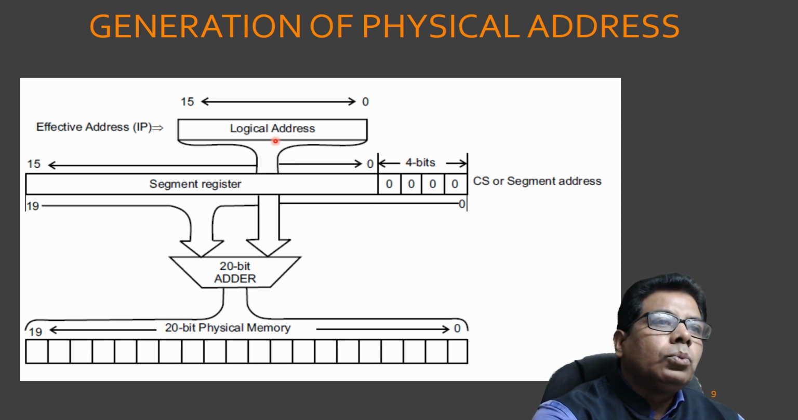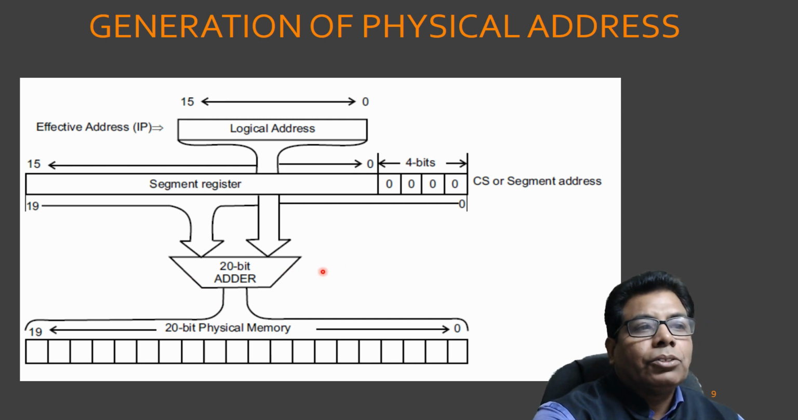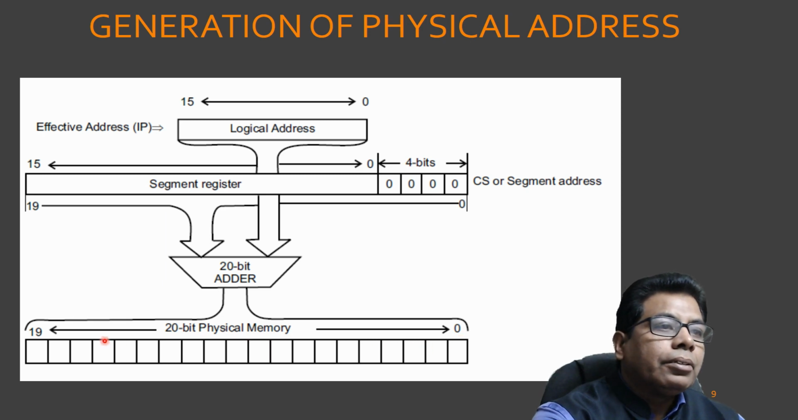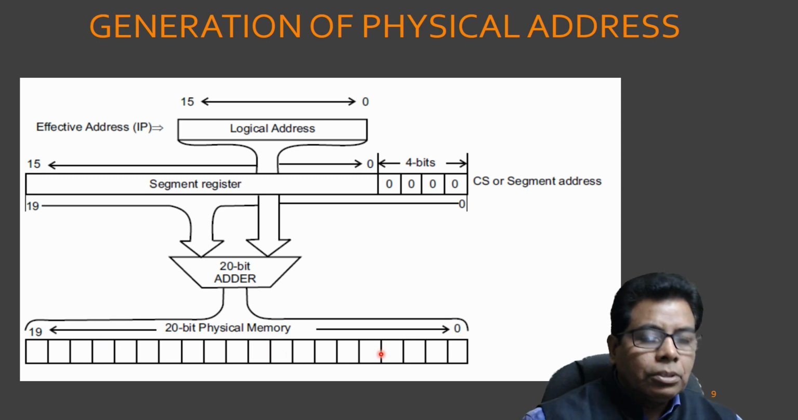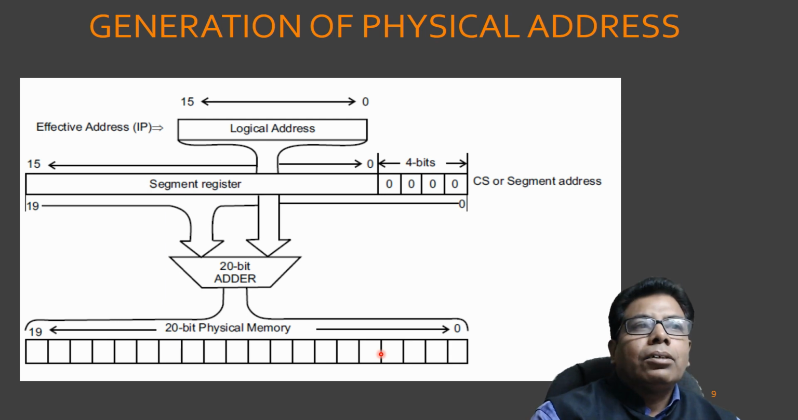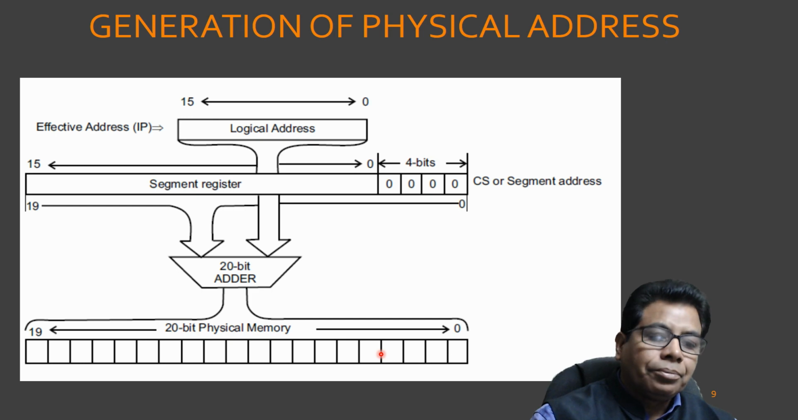Then these two, logical address and the segment address, they are added in a 20-bit adder, which is part of the bus interface unit. So after addition we will get the 20-bit physical address of the memory. So this is how the physical address will be generated.